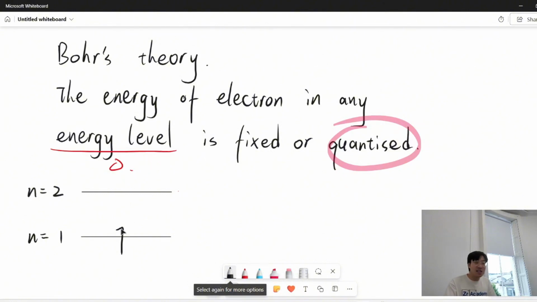Now, in this case, if there are two energy levels available, the electron tends to occupy the energy level with the lowest available energy. In this case, n equals 1 has the lowest available energy. So this is something we call the ground state of this electron.